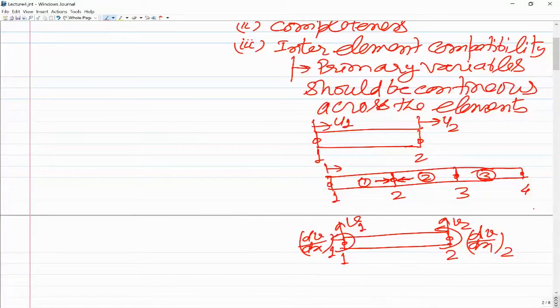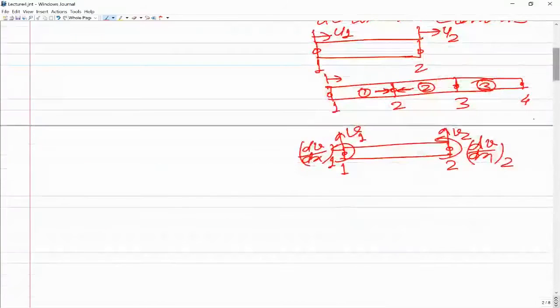Thank you, sir. So in the last class I talked about how to develop the element level governing equations from the weak form directly. Now let me also demonstrate that you can develop the element level governing equation from the integral functional.